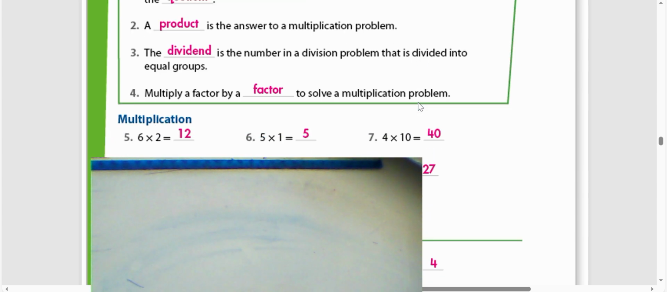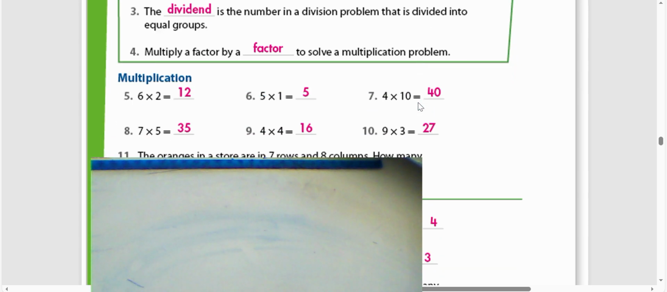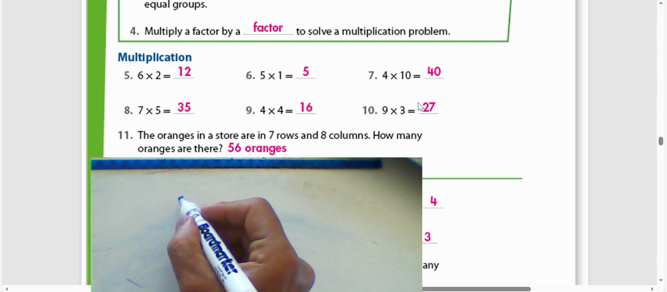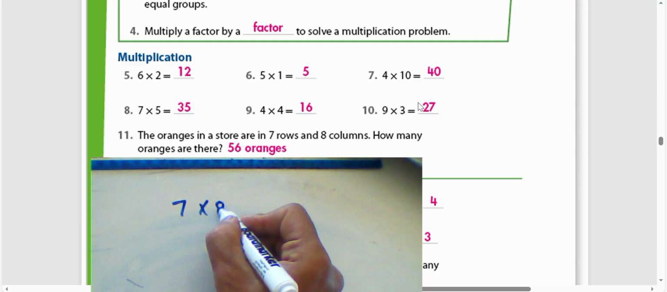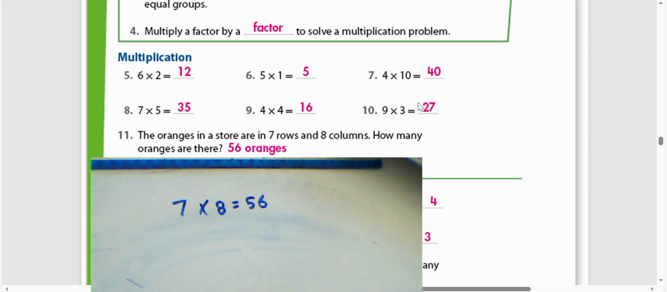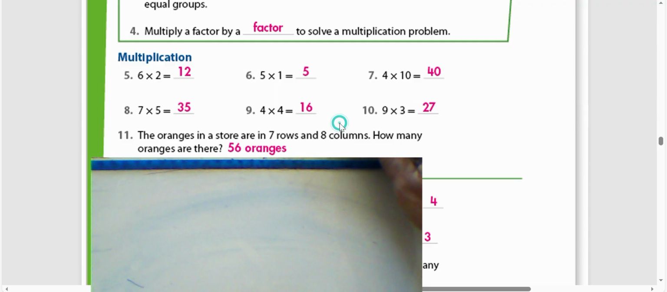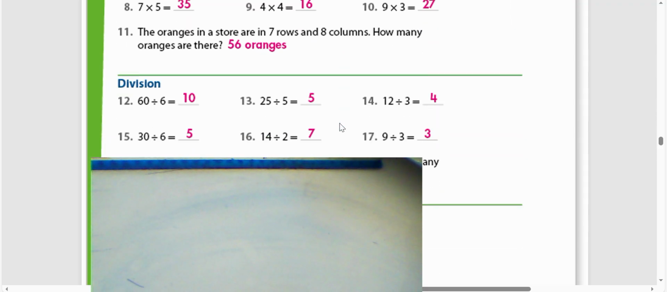Okay, next question. 2 times 6 is 12, and 7 times 5 is 35, 5 times 1 is 5, 4 times 4 is 16, and so on. Question 11. The oranges stored are in 7 rows and 8 columns. How many oranges are there? We can write the product 7 times 8. 7 times 8 equals 56.